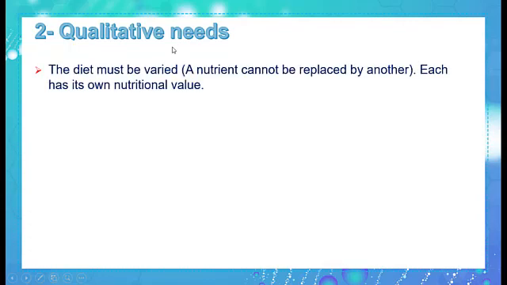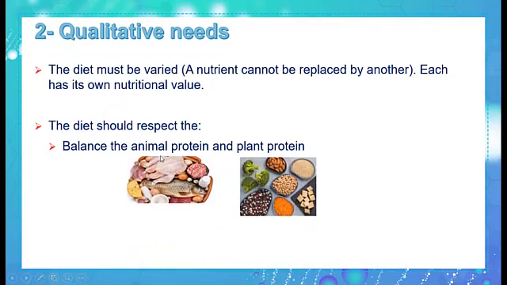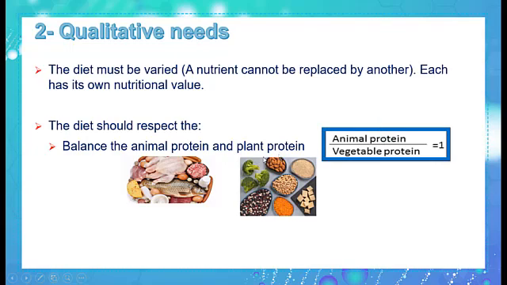The diet must be varied. A nutrient cannot be replaced by another. Each has its own nutritional value. The diet should respect the balance between animal protein and plant protein. What do you mean by this? It means that as much as we take animal protein, we have to take vegetable protein.